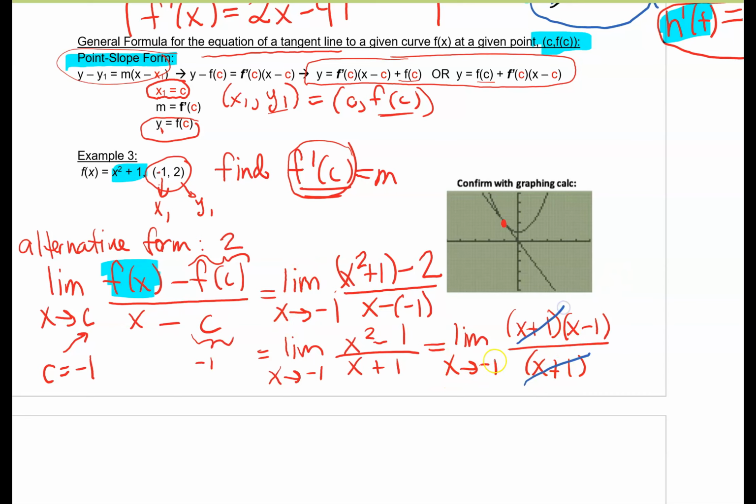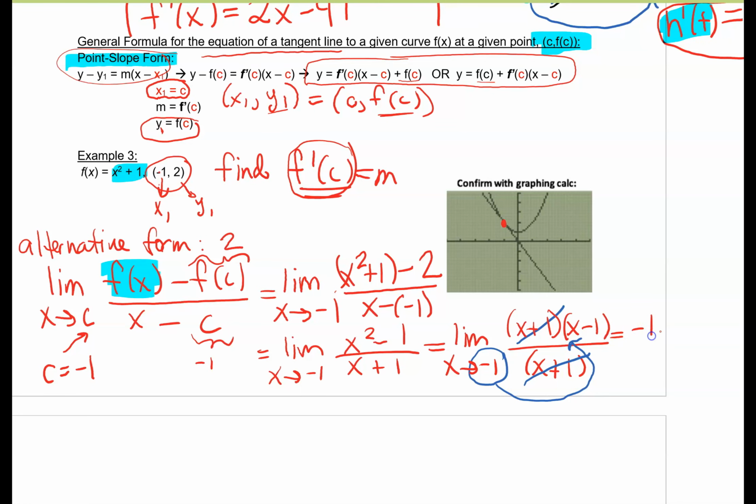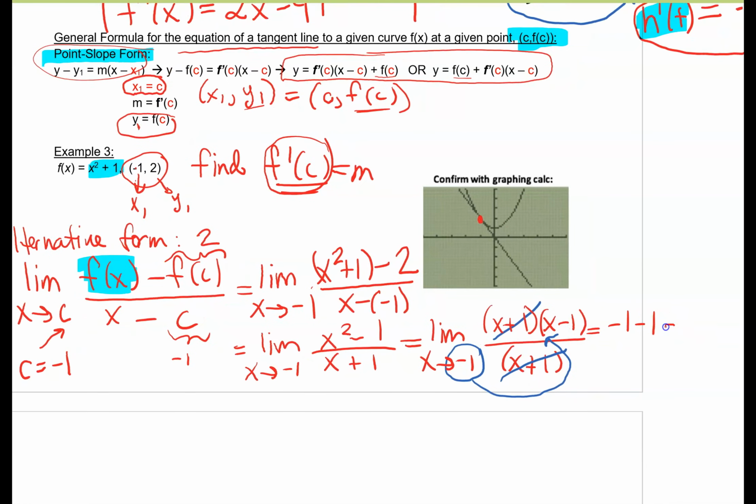The x plus 1s will cancel. I can plug -1 in for the remaining x. And then I get -1 minus 1, which is -2. So that's the slope of the tangent line. So if you confirm this with your graphing calculator, once I get my equation of my line, look at this tangent line here. That's definitely a decreasing slope, right? So that's why my slope is negative. Looks like it's a slope of -2.